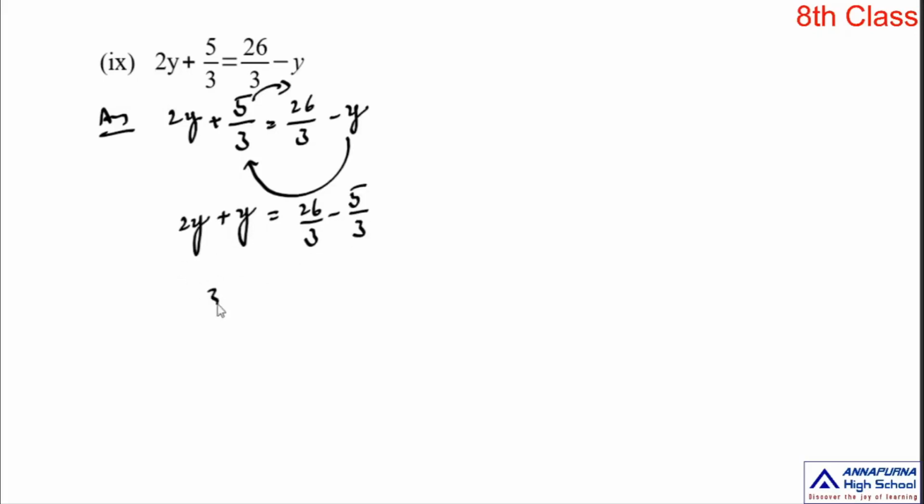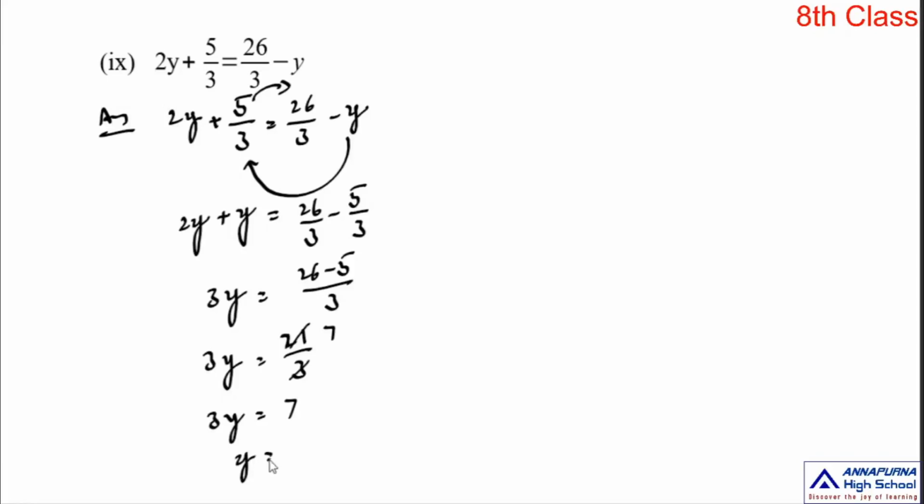So 2y plus y, it is equal to 3y is equal to, the denominators are same, so simplify the numerators directly. 26 minus 5 by 3, so 3y is equal to 26 minus 5, it is equal to 21 by 3, so 21, 7 times 3y is equal to 7 and y is equal to 7 by 3.